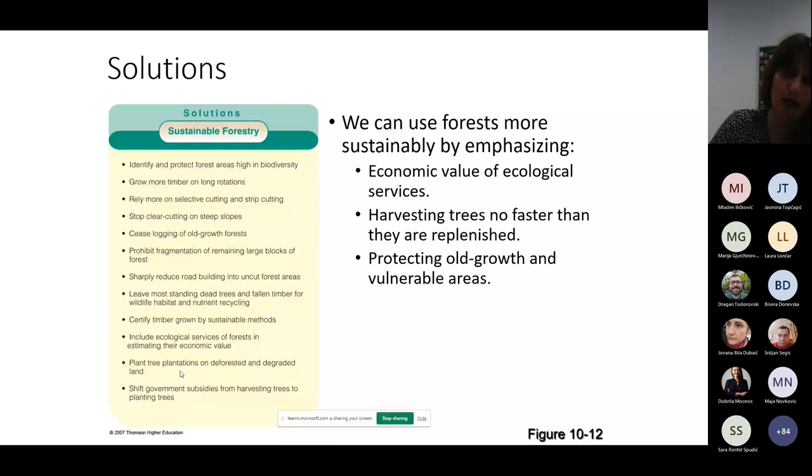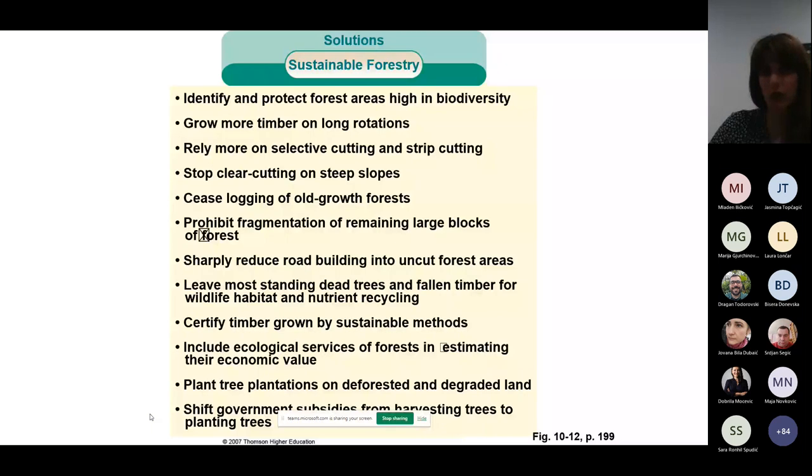And there are some other examples, but from my point of view, one of the most important is to shift government subsidies from harvesting trees to planting trees. So government can do a lot. So this is very important information to communicate and to be aware of.